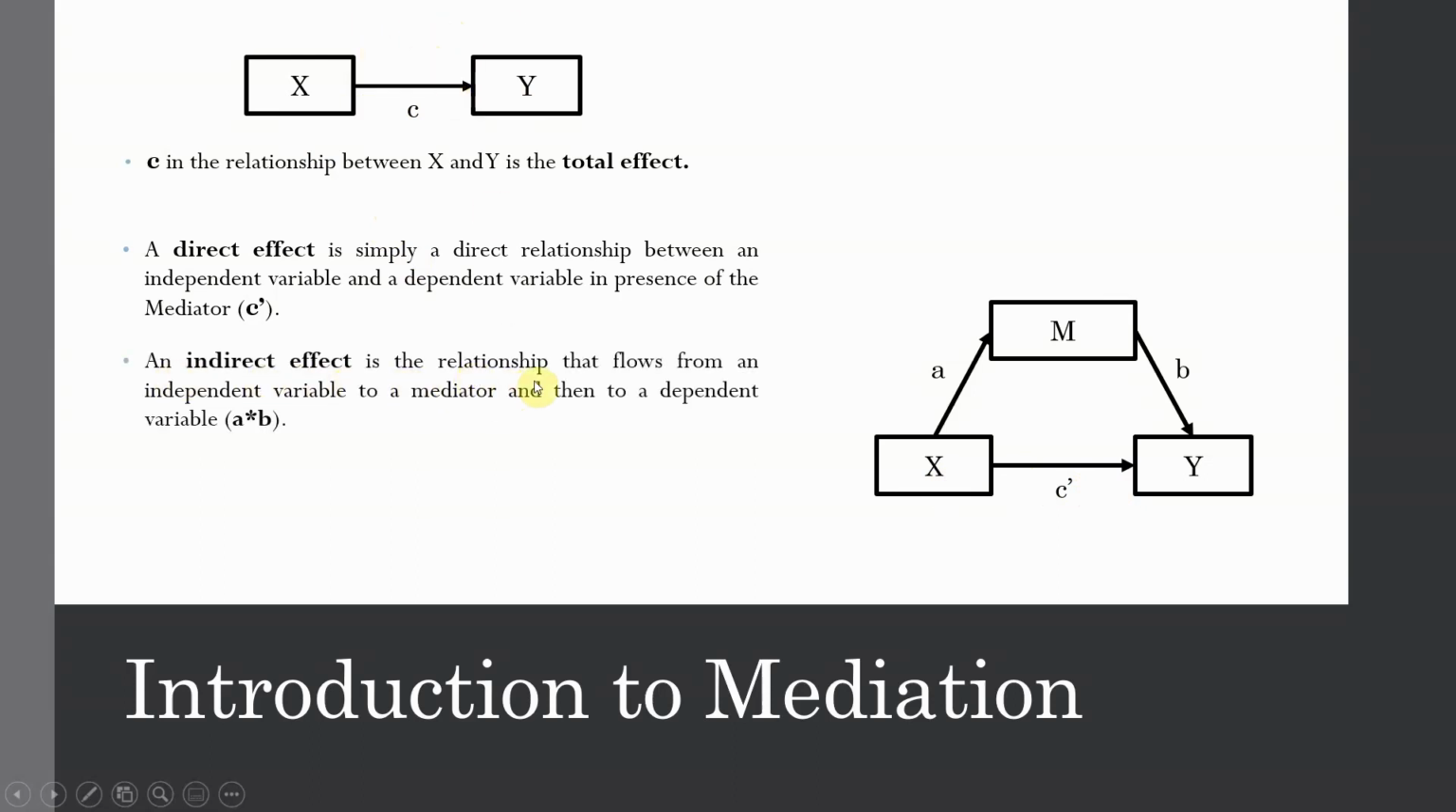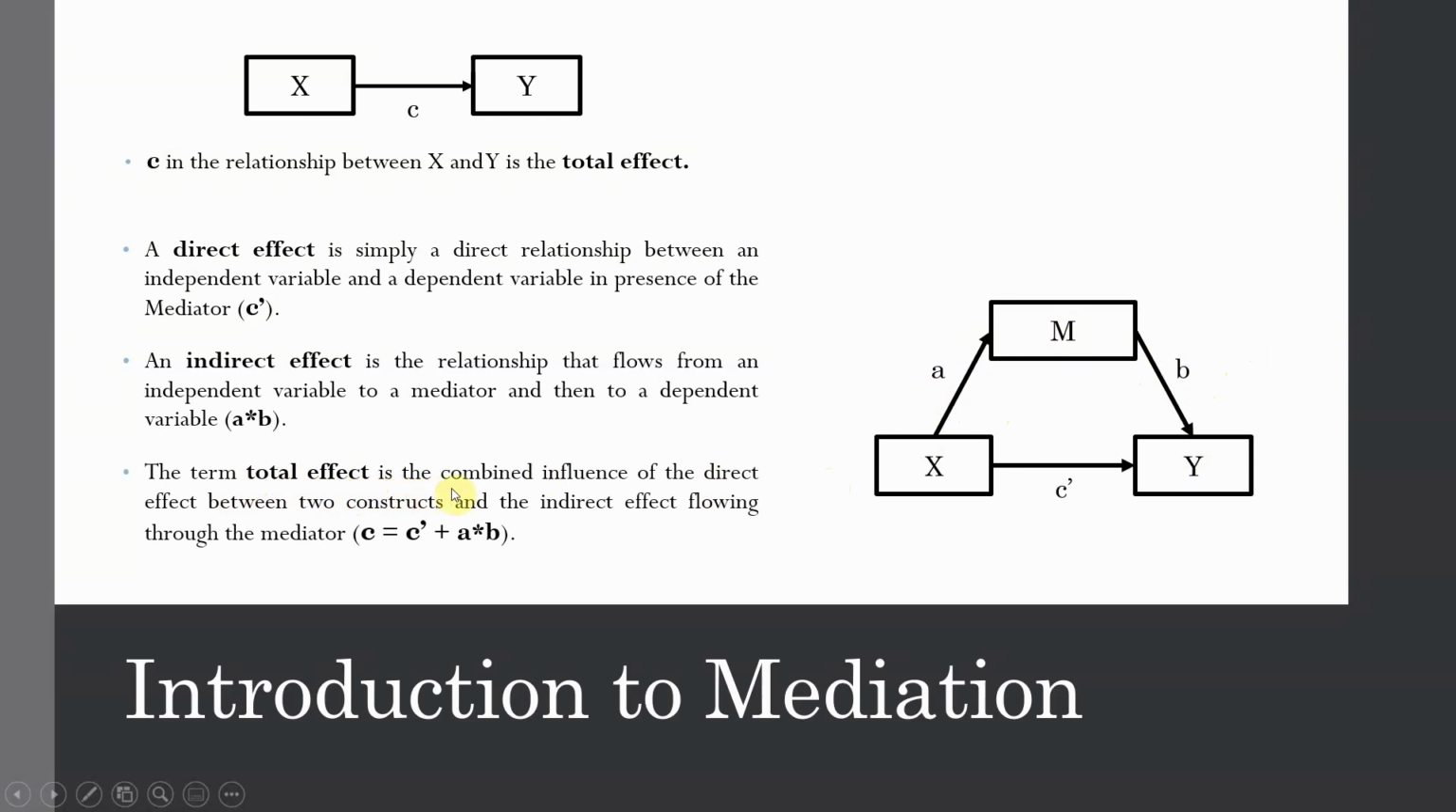An indirect effect is the relationship that flows from an independent variable to a mediator and then to the dependent variable, and is calculated by multiplying A into B. So your indirect effect is the relationship that flows from X to M, which is your mediator, and M to Y, where the relationship from X to M is represented by A and M to Y is represented by B. And you can calculate your indirect effect by multiplying A into B.